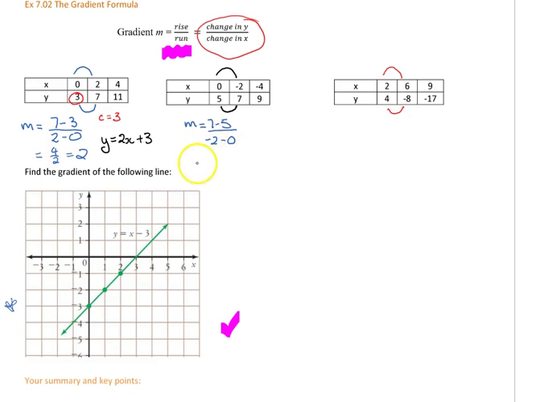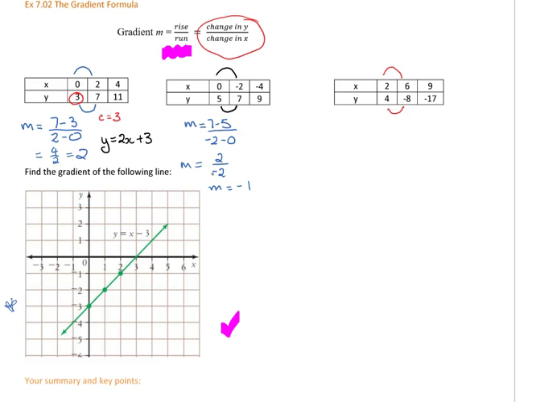So continuing on, 7 minus 5 is 2. Minus 2 subtract nothing is minus 2. We've got gradient is equal to a negative on a positive, which is a negative. 2 on 2 is 1. So the gradient is negative 1.